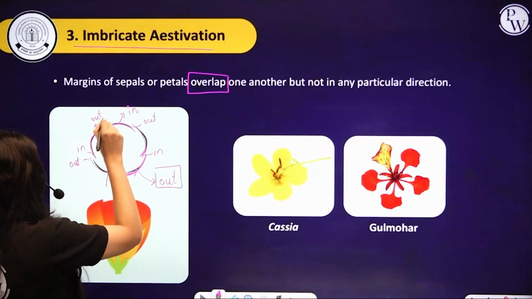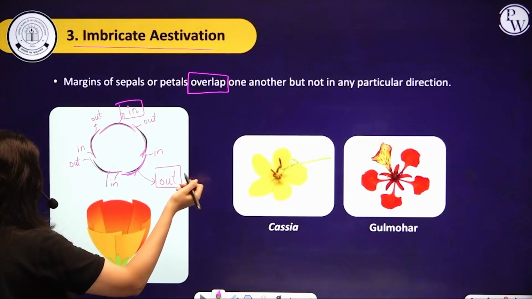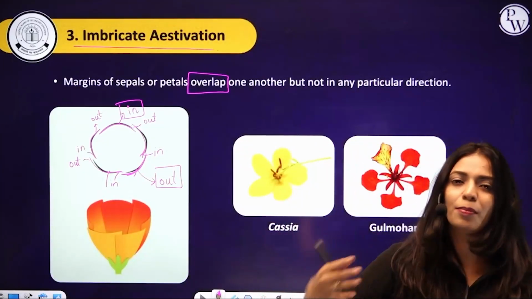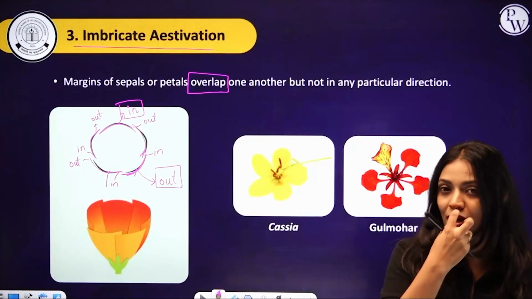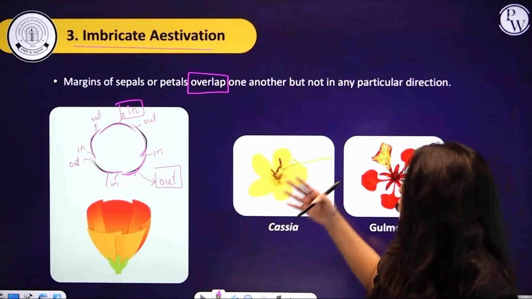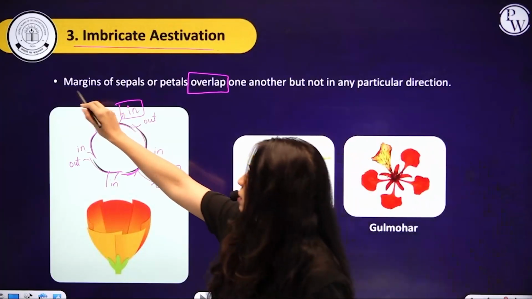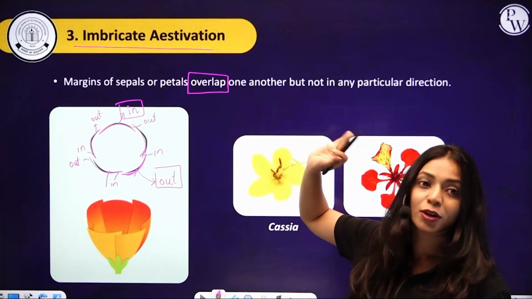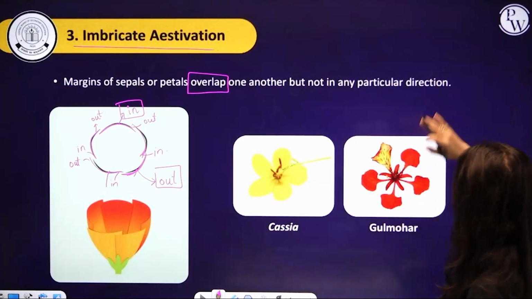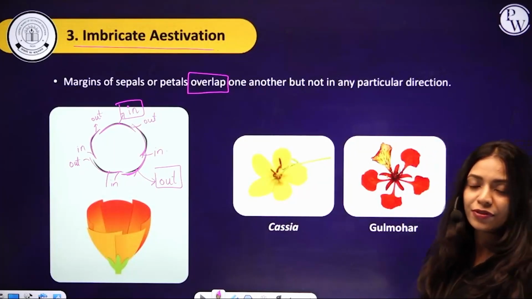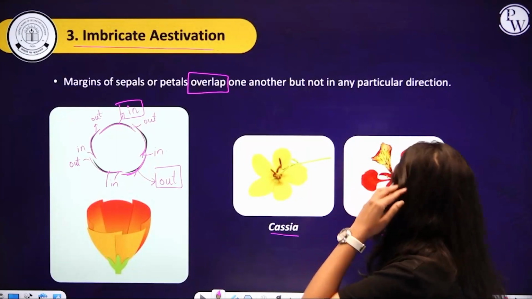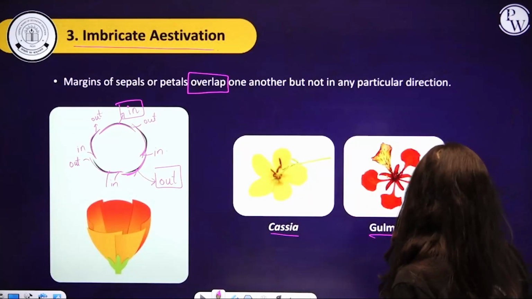Okay, so you have one petal that's fully in, one petal that's fully out, and the other 3 are half in, half out. So you don't really have a fixed pattern in which there is overlapping. Such type of estivation is called imbricate estivation. Over here, the margins of sepals or petals overlap. They do overlap one another, but it doesn't happen in any specific or particular direction. Such a type of estivation can be observed in cassia and gulmohar. Okay, in their sepals you can see such an estivation.